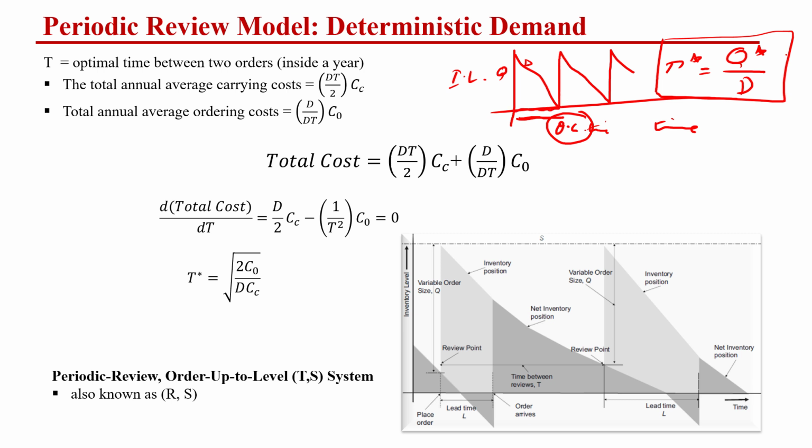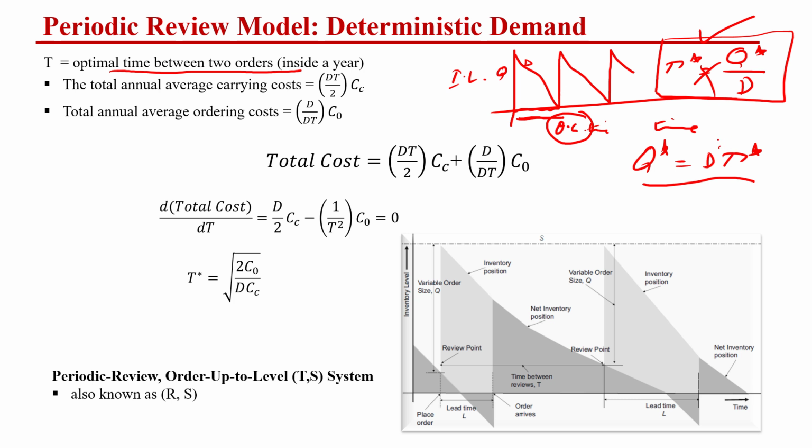We are using this order cycle time idea in order to quantify the total cost as well as the optimum order time. That is basically the time between two orders, right? So from this we can say that Q star would be equal to D into T, that is, the demand multiplied by the optimum time.